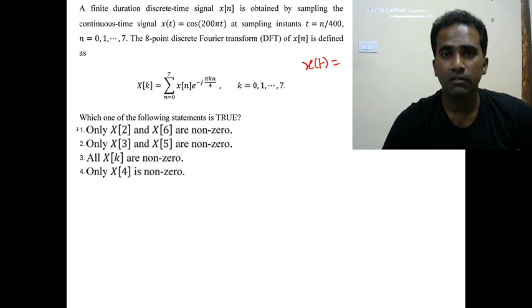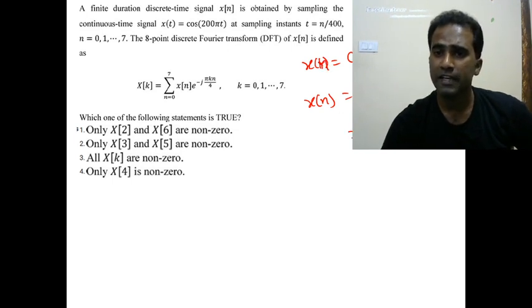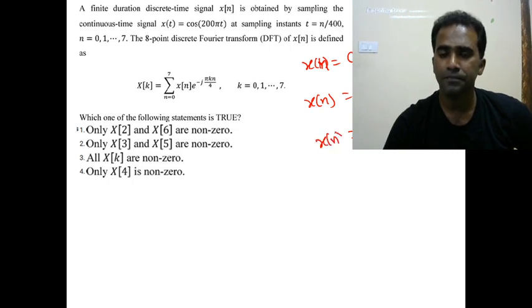So x of t is equal to cos of 200 pi t. Replace t with n by 400 because they are sampling, and this is equal to cos of pi by 2 n. So x of n is cos of pi by 2 n, which we can write as e power j pi by 2 n plus e power minus j pi by 2 n divided by 2. So this is what x of n is, right?